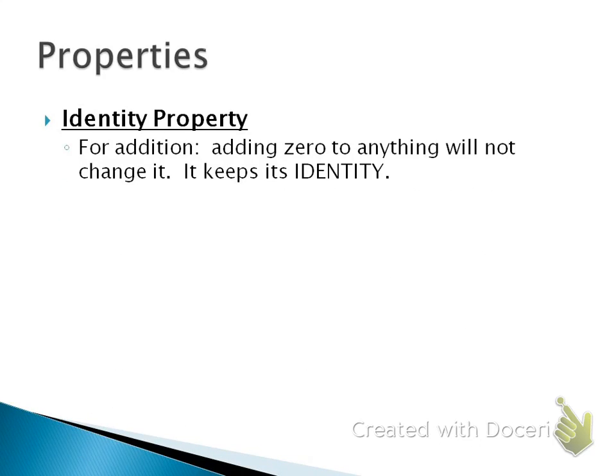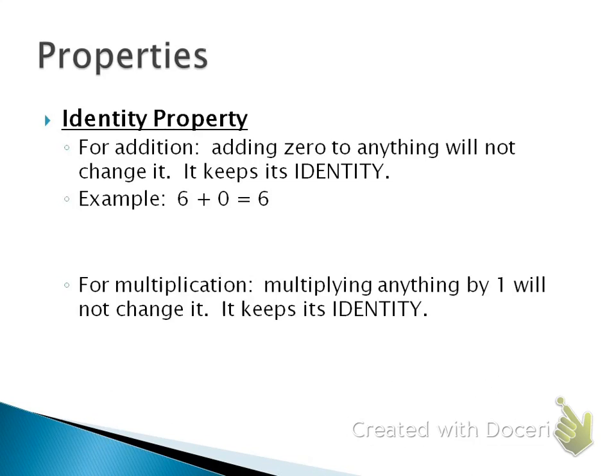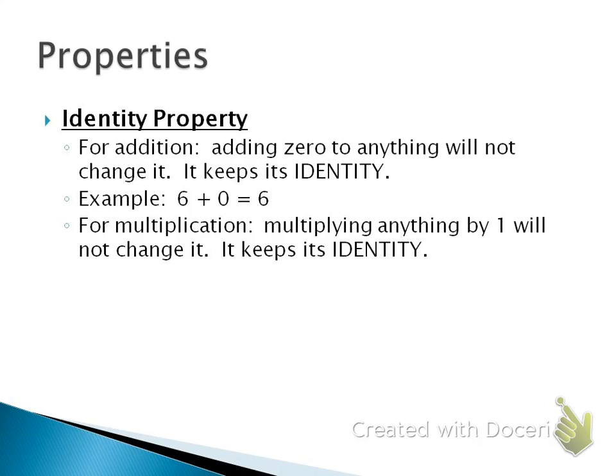All right, here's the identity property. There's an identity property for addition and multiplication. They're a little different. So for addition, adding a 0 to anything will not change it. It keeps its identity. So identity is who you are. If you took a number 5 and added 0 to it, it doesn't change who that 5 is. The identity stays the same. There's an example for you. For multiplication, it looks a little different. As you probably already know, to keep a number the same using multiplication, you would multiply it by 1. That would not change the number. Any questions on that?